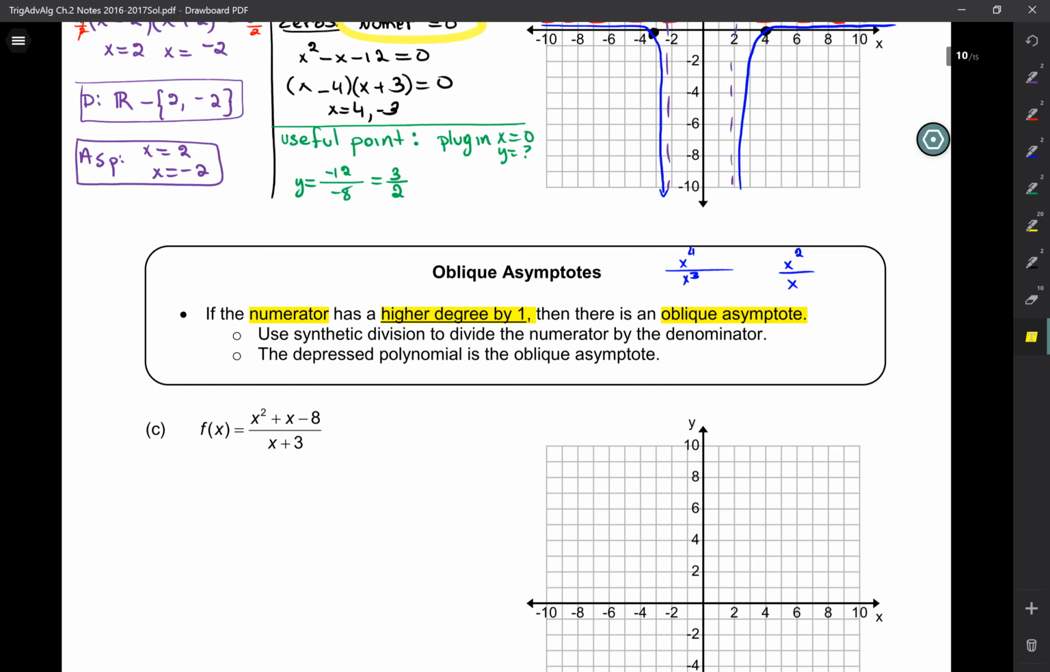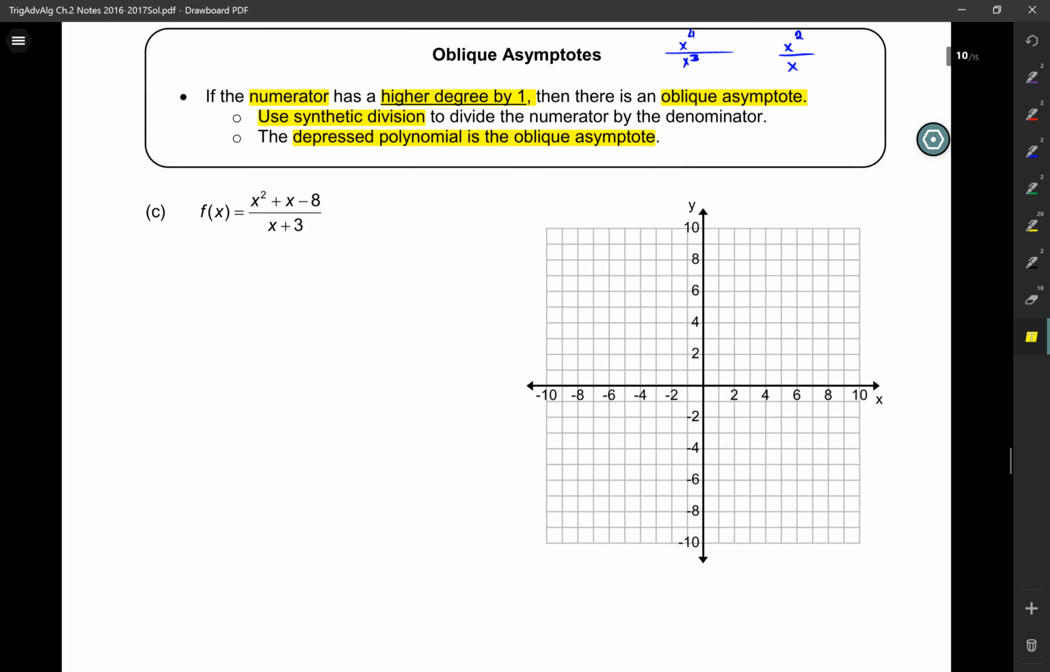Now, how do you find that one? Well, we use synthetic division to divide the numerator by the denominator. And then the depressed polynomial is the oblique asymptote. Okay? What do I mean by that? It's depressed, because it's like compressed, like pressed down. Okay. So, look.